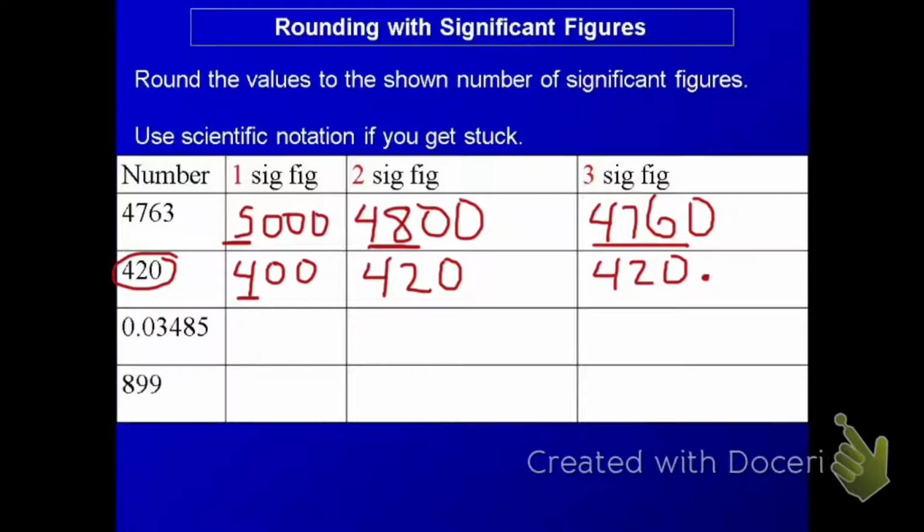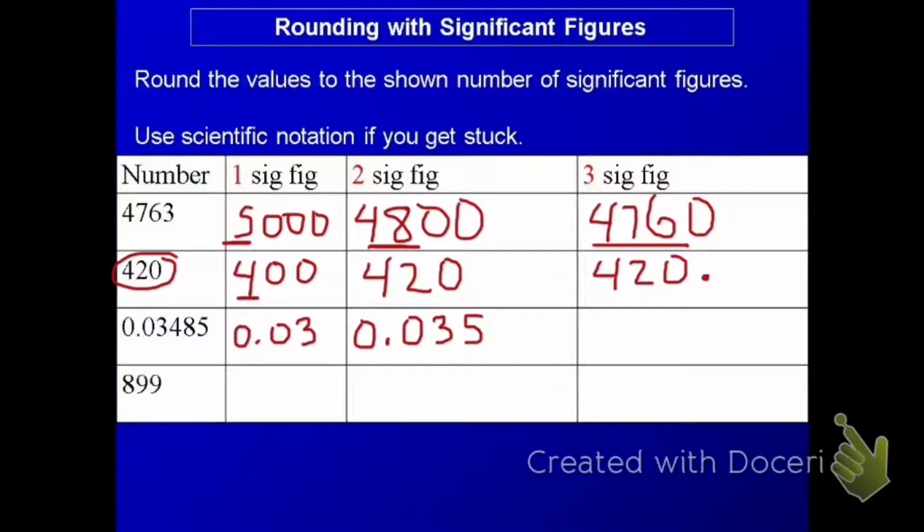Let's look at the next value, 0.03485. That has 4 significant digits. We want to round to one significant digit. So we will write 0.03. Two significant digits would be 0.03, and the 8 is going to round that 4 up to a 5.